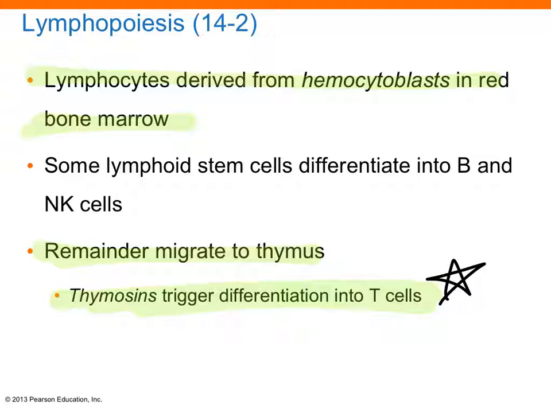Lymphopoiesis. Lymphocytes are derived from hemocytoblast cells in the red bone marrow. Some lymphoid stem cells differentiate into B cells and natural killer cells. The rest migrate to the thymus, and through thymosins trigger differentiation into T cells. Know that thymosins trigger development into T cells.